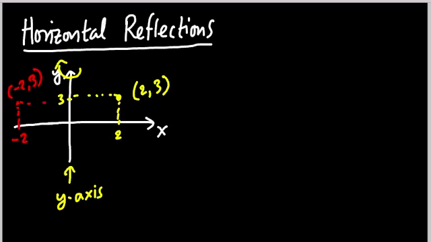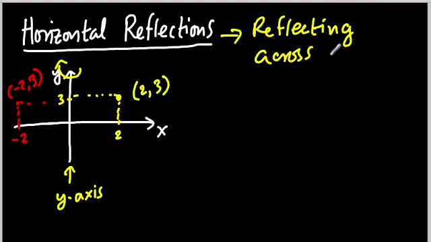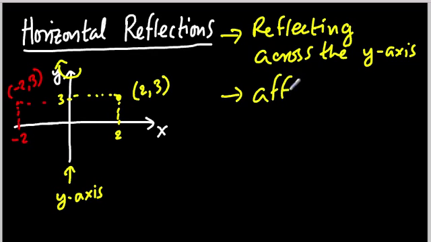So keep in mind, the first thing that we're doing is we are reflecting. Let me just write that again. We are reflecting across the y-axis. And the second thing to observe is that the outputs don't change. If you observe, the 3 doesn't change, but the inputs do change. So a horizontal reflection affects the inputs.